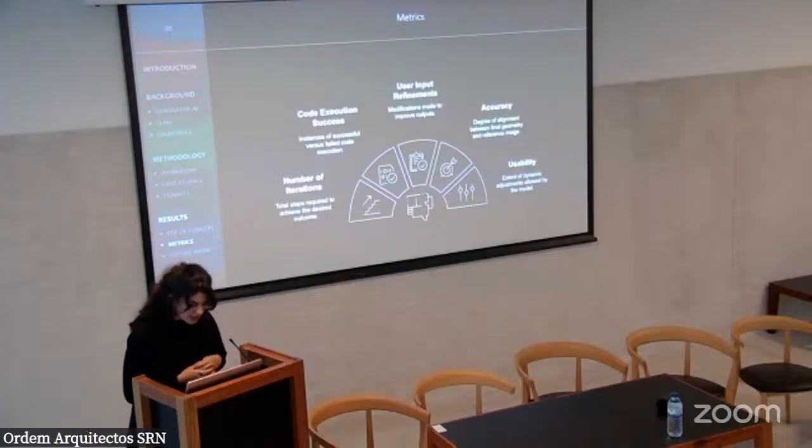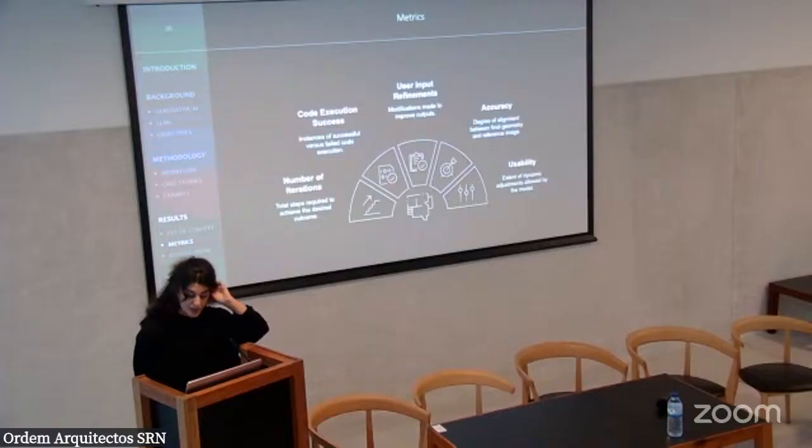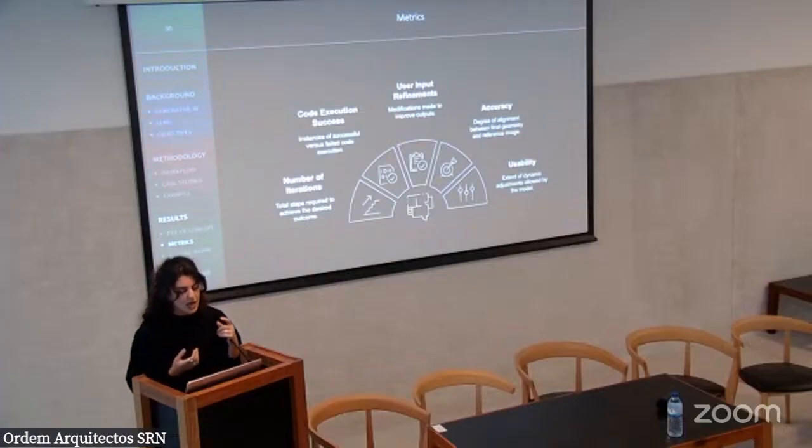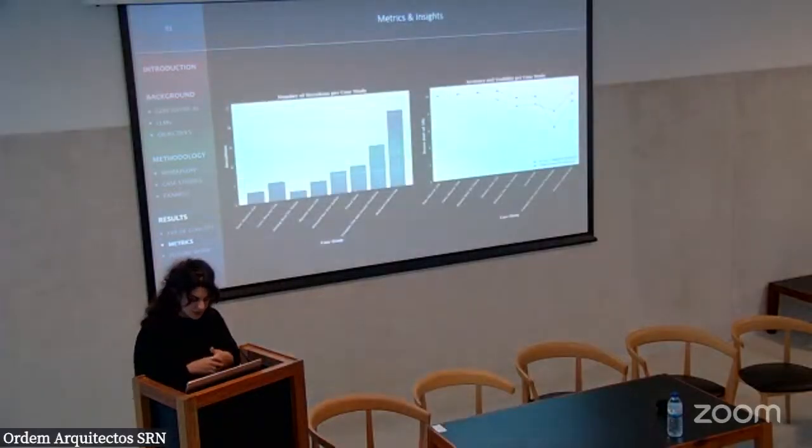Concerning the metrics, what we wrote down in our logs was, first of all, the number of iterations, then how many times there were bugs in the code, which means syntax errors. Then the user input refinements, like how many times it would require the human to explain step by step what it needs to do. The accuracy is how similar it is to the original input image we gave, and the usability is how parametric it is and how much I can adjust it afterwards.